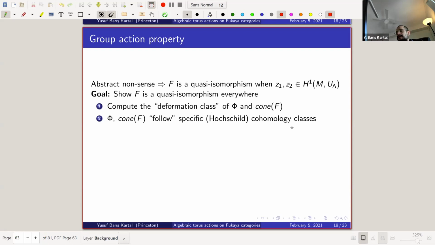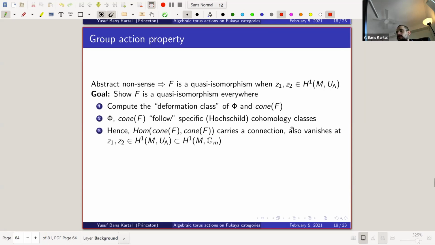Nothing very surprising. And these two are sufficient to imply that, okay, so we have a family here, right? A family parameterized by this variety, and this relative Hom is also a family parameterized by this variety. And the two bullets show you that this Hom set carries a connection.